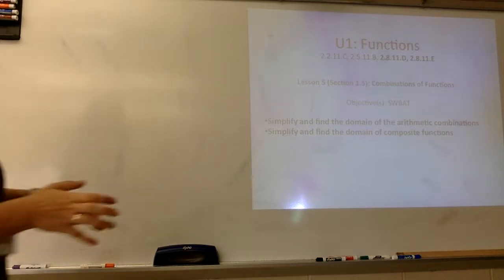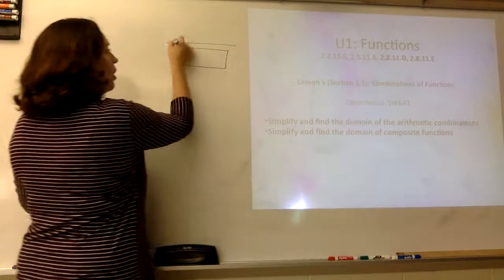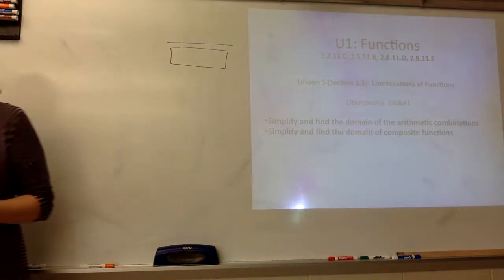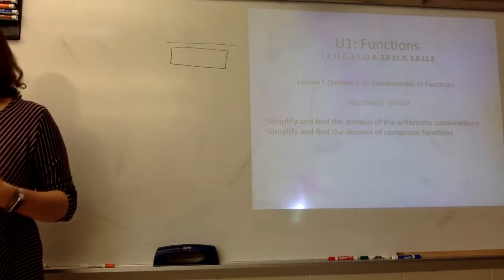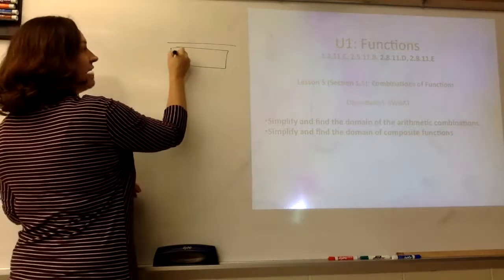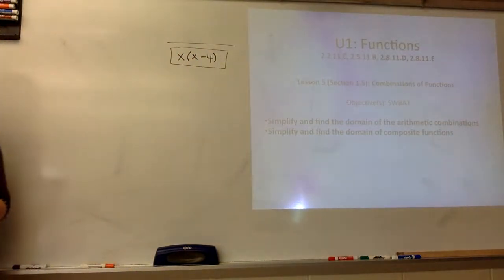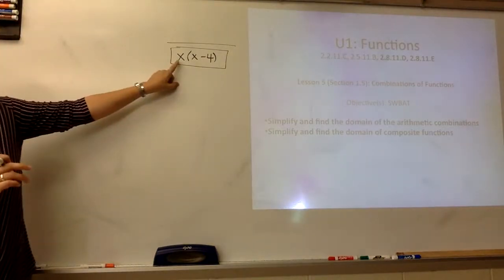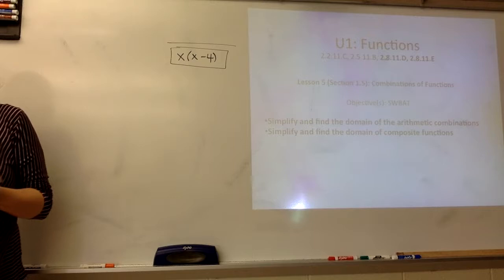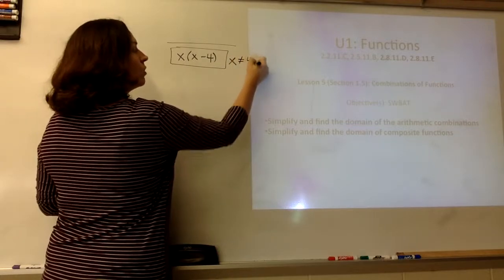Denominators and square roots. So just as a quick review up here, the first one has to do with denominators. What do we know about the denominator? You can't have a 0. So let's say, for example, I have x times x minus 4. What would you tell me the restrictions on the domain are? Take a second. X minus 4. Okay, x cannot be 4 or 0.